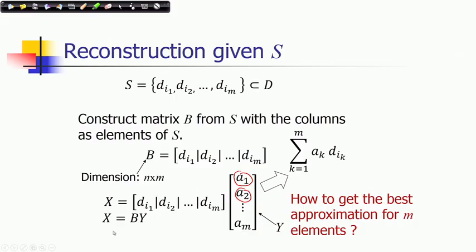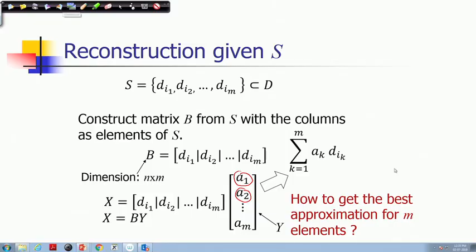As you can see, this is nothing but a least square error estimation, because here B is given, x is given, and what you have to find out is y. So, minimize this norm, x minus By squared, and that y will give you the optimal representation of x with respect to these constraints.